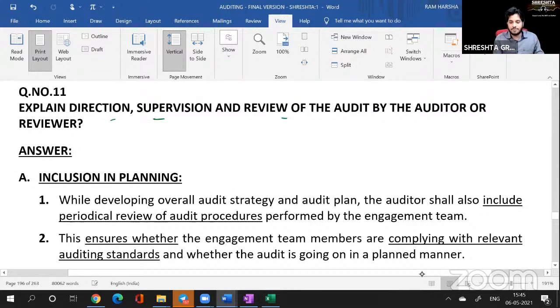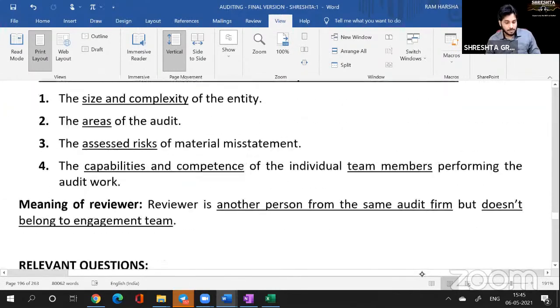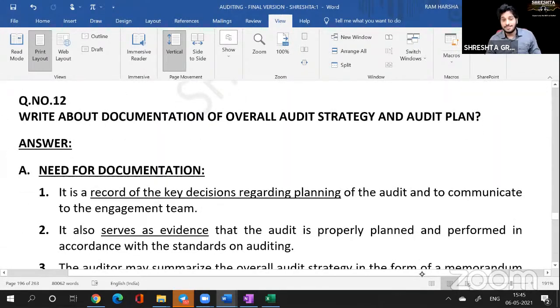Direction, supervision, review of audit by the auditor. This you don't read, because if you want to understand, this is not the class where you can understand. This is only a marathon. I can only cover important stuff, not everything. And then the auditor has to document strategy, plan, and of course program. And whenever you make any changes you have to document. Why you changed, the reasons also you have to document.